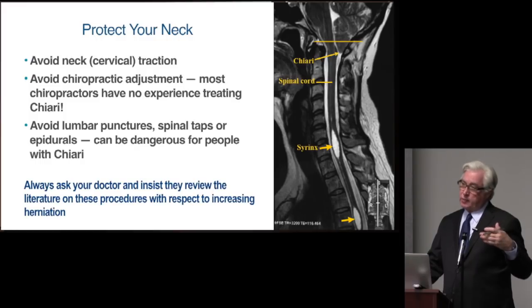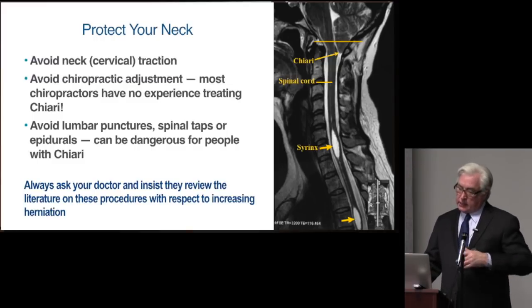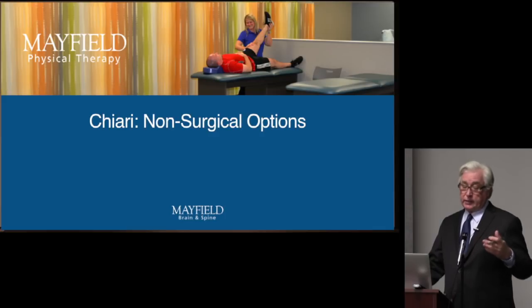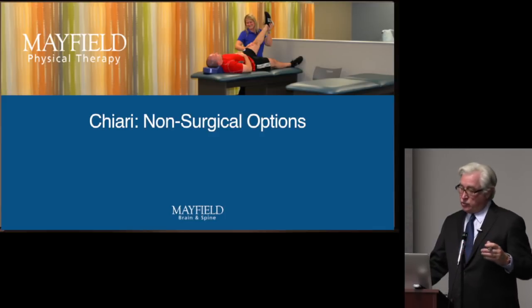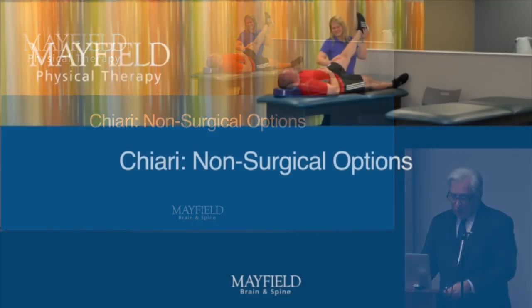Avoid spinal taps. Spinal taps are done commonly, but sometimes they remove a lot of spinal fluid and cause a Chiari malformation to actually get worse. A spinal tap is done by putting a needle in the lower spine. So we're very careful about invasive procedures, and you certainly always need to talk to your doctor, and if the doctor isn't versed, don't be afraid to ask for another opinion or to get somebody else to take a look at it. So Lisa is now going to talk about non-surgical options.